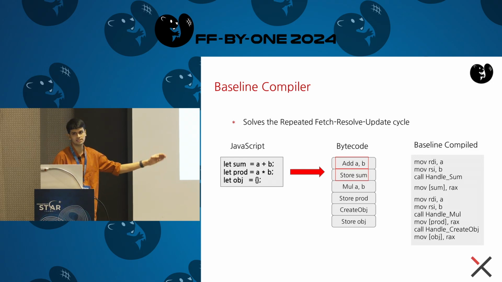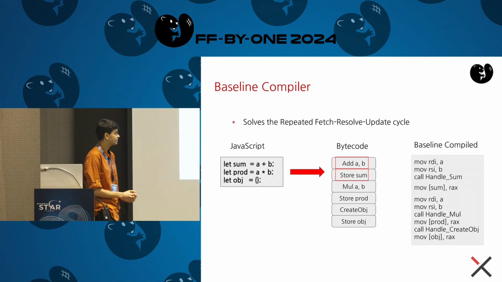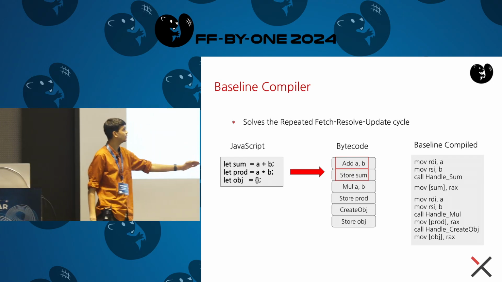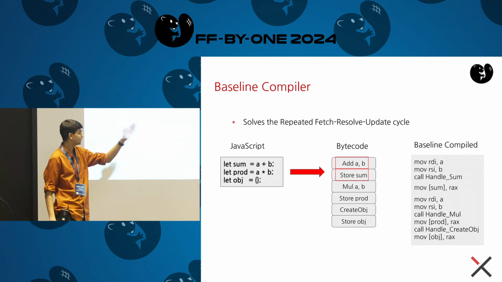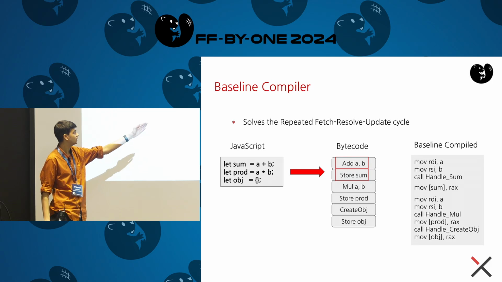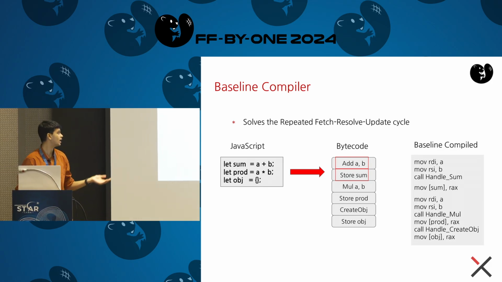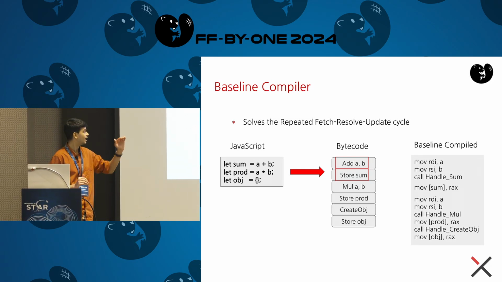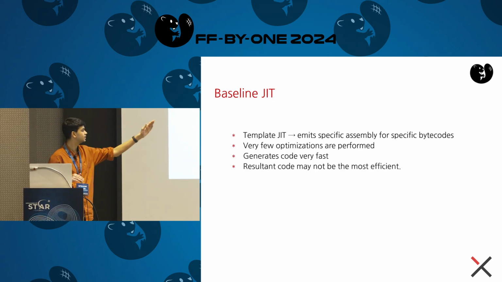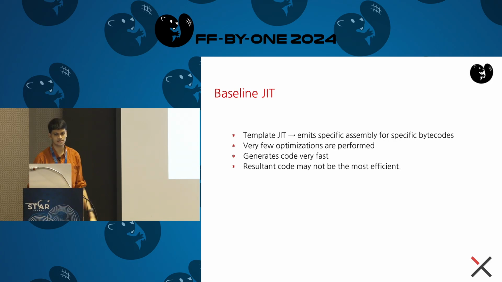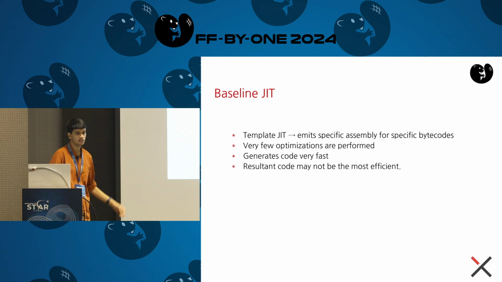So this is just pseudo x86 assembly. Now the interesting point is that in the baseline compiled code, there is no fetch. In fact, there is no reference to the bytecode array at all. It's all assembly. There is no update, there is no handler resolution. So the entire fetch, resolve cycle is gone now. We just have raw assembly code. So this provides considerable speed up over the interpreter.